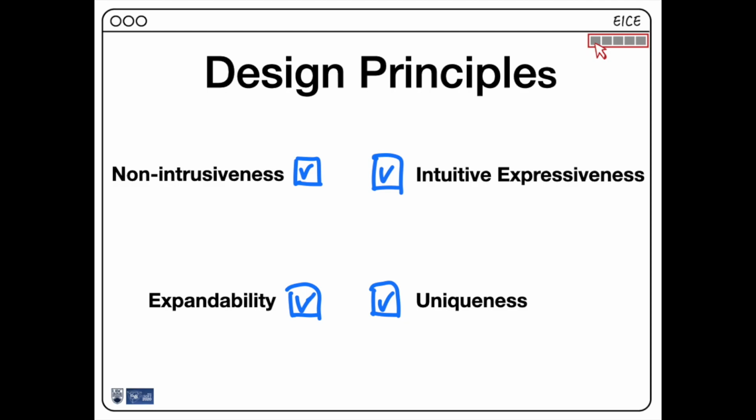Second, the information should be intuitively expressive, where graphics and colors should be preferred. Because of non-intrusiveness, less information is usually shown to developers. When a developer wants to know more, they should be able to expand the information. Lastly, we also need to make sure one type of information is distinguishable from the others.